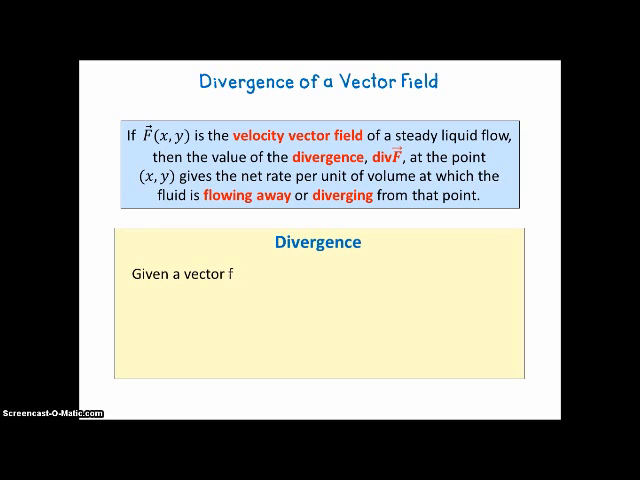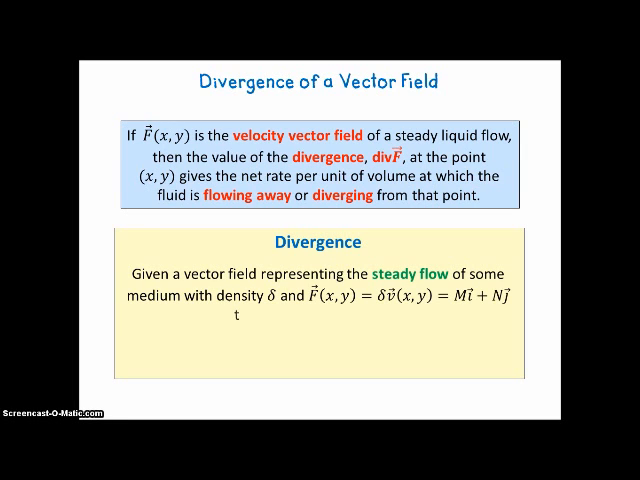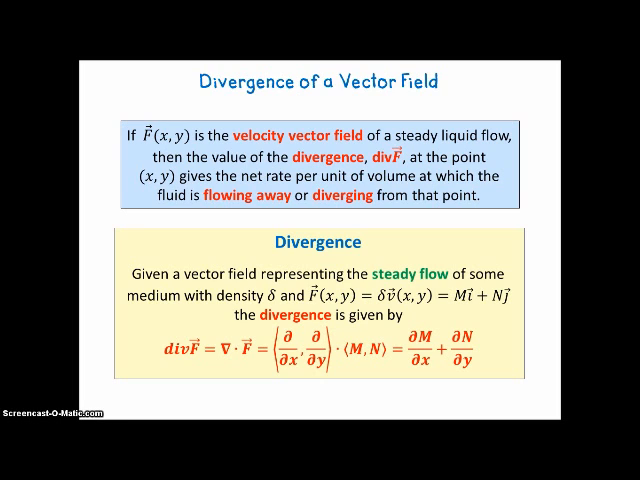In particular, given a vector field representing the steady flow of some medium with density delta, and our vector field delta times the velocity vector equal to mi plus nj, then the divergence is given by the following. That upside down triangle is pronounced del, so it's del dot f. This is definitional, and that's kind of slang notation because you've got naked partial derivatives dotted with f, mn, and so what you really need is the expression on the right there: the partial derivative of m with respect to x plus the partial derivative of n with respect to y.